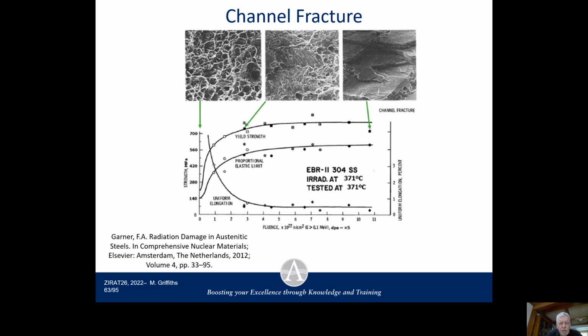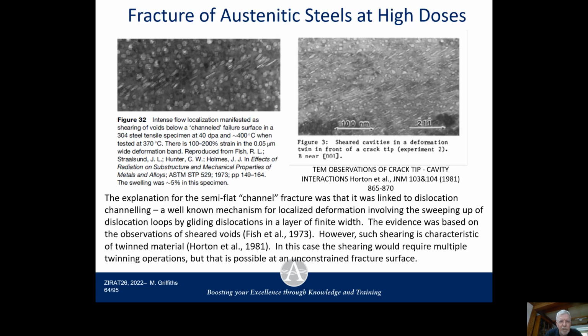and is basically typified by planar failures, planar separation, not intergranular failure, but some failure in a planar mode within the grains. This has been deemed channel fracture, and it has been largely attributed to these shear bands that we talked about.